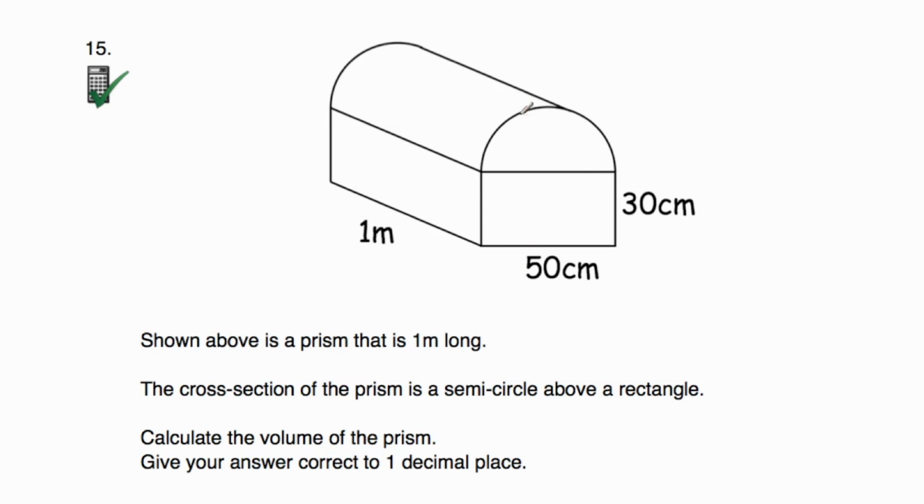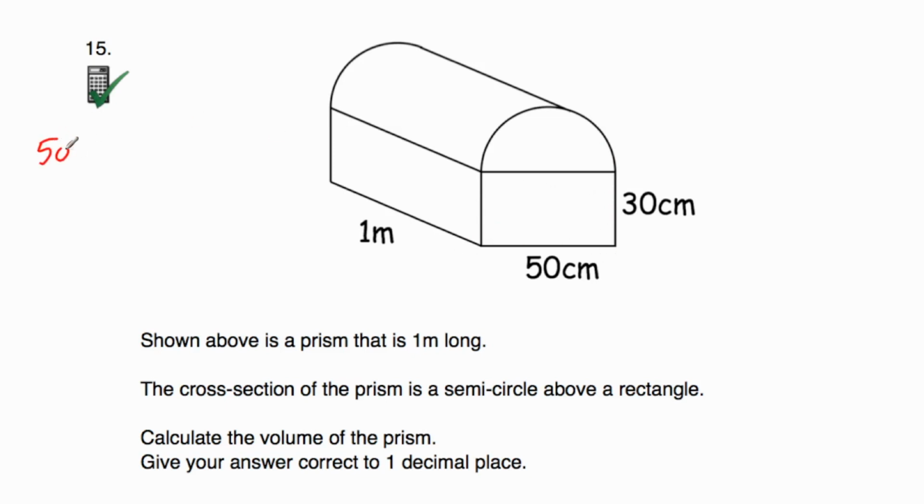So to find the volume, we're going to need to find the area of the cross section, so the area of this region, and we need to multiply it by how long it is, how deep the shape is. So let's find the area of the cross section to begin with. As we know, it's a rectangle and a semicircle. So let's find the area of the rectangle to begin with. That's going to be the length times the width.